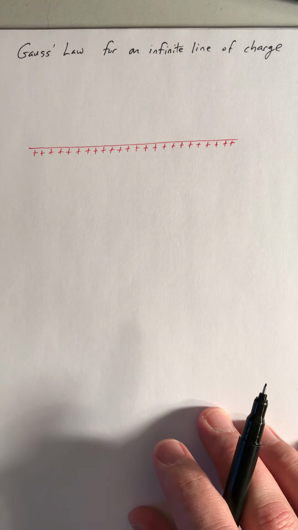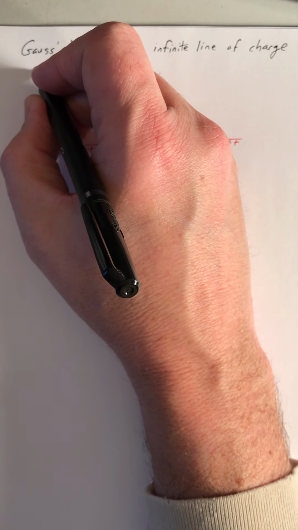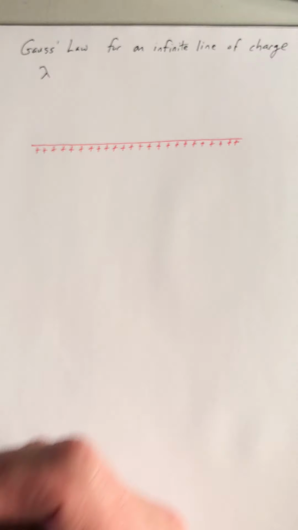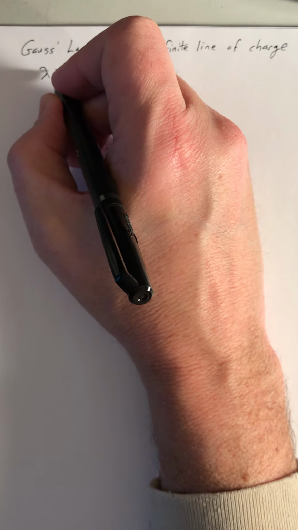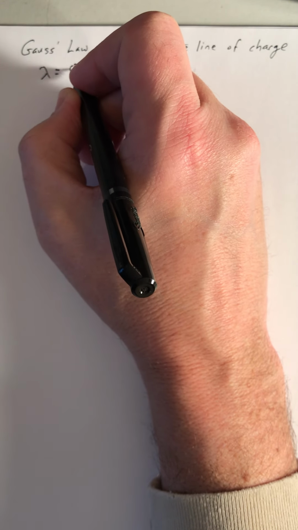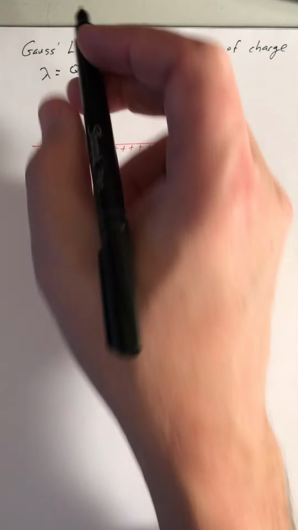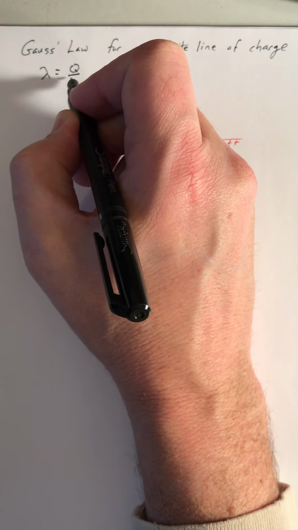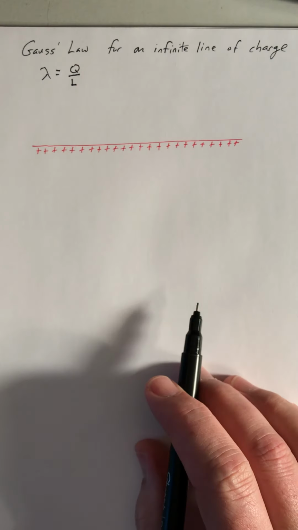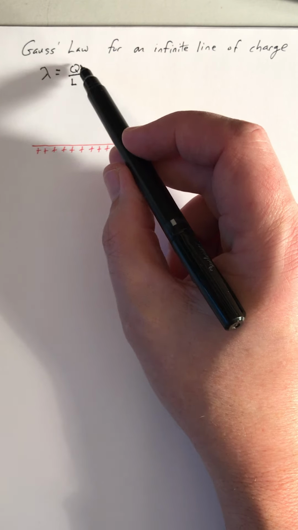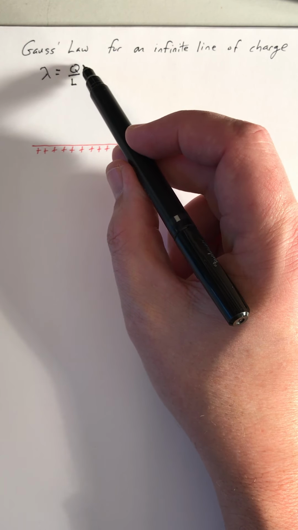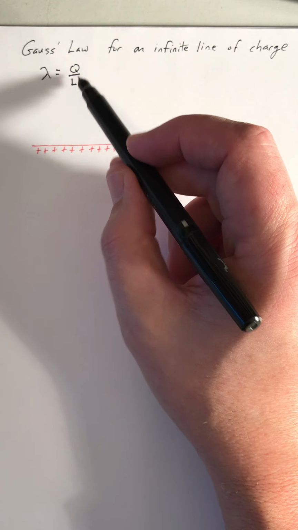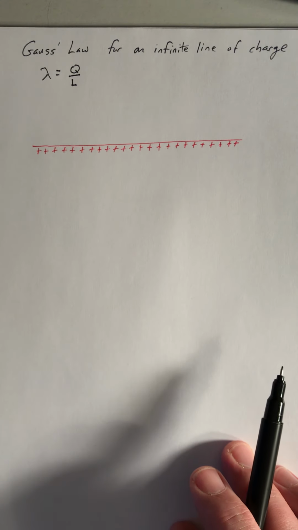All right, so our line charge is going to have a strength lambda, which is going to be the total charge of the line charge divided by the total length of the line charge. Those two are both going to go to infinity. The total charge goes infinite, total length goes infinite, but their ratio is finite.